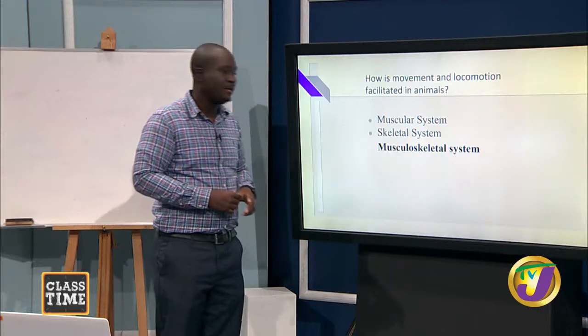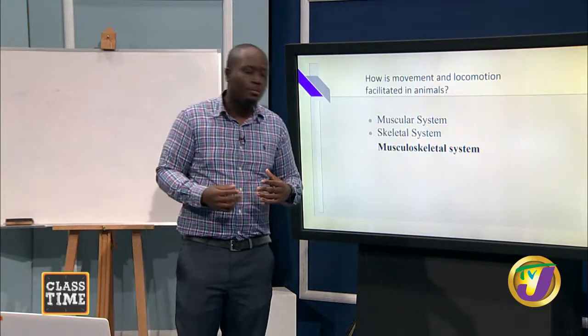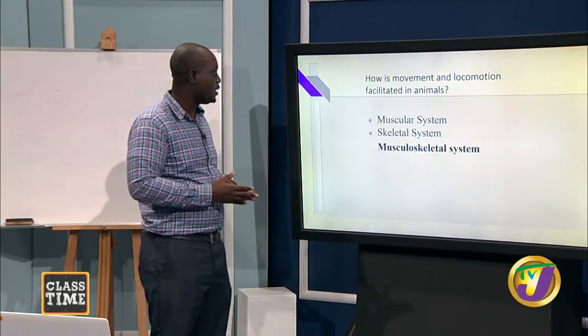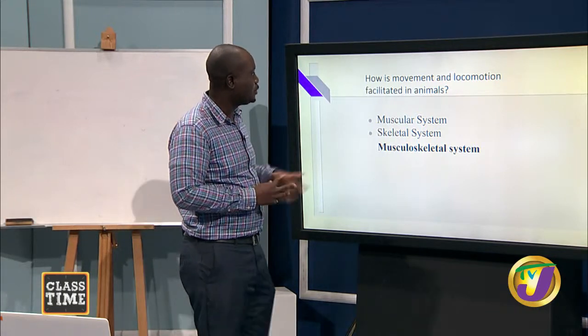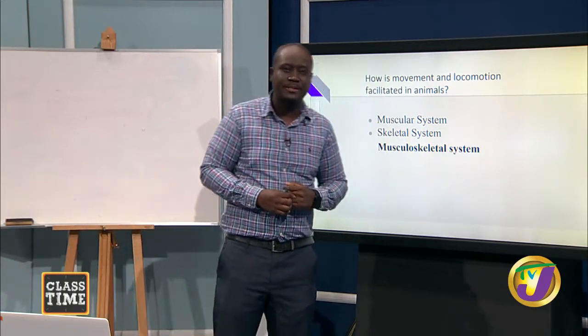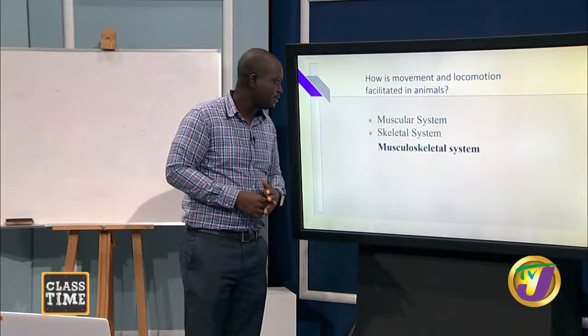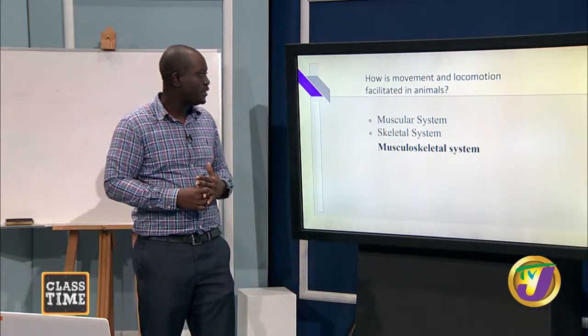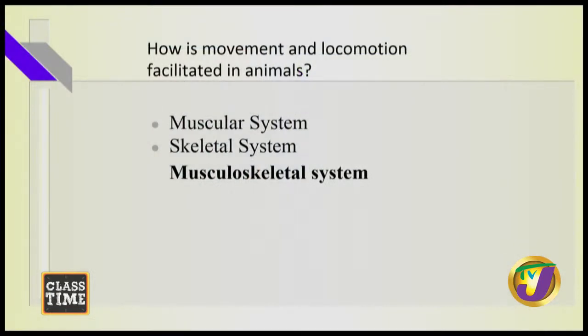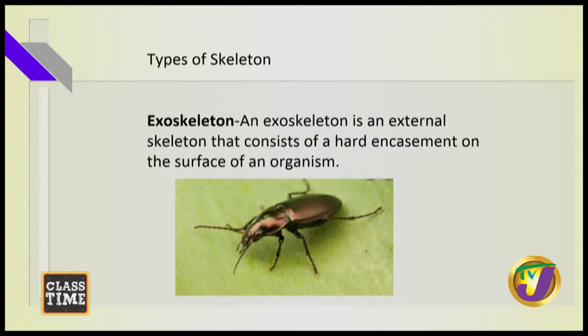Now, locomotion and movement in animals is facilitated by two systems, the muscular system and the skeletal system, or what we call the musculoskeletal system. So it involves your muscles and your skeleton. So we're going to look at the skeletal system. But before we go into that, we want you to be aware that there are different types of skeleton.